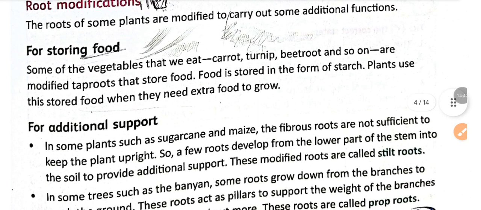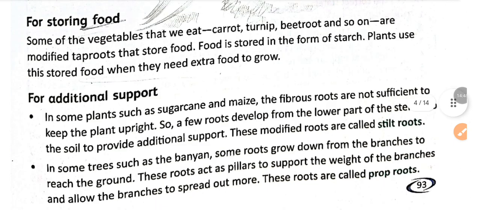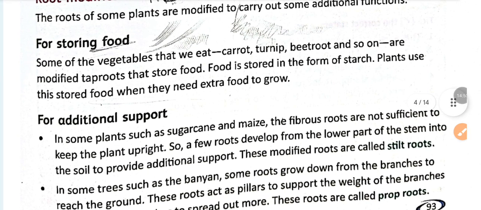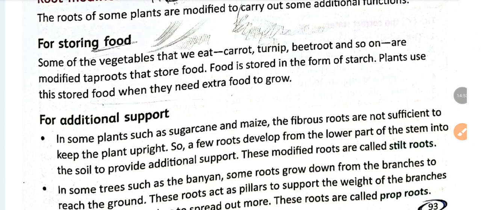So they are mostly modified for storing food and additional support. And here you can see some of the vegetables that we eat, like carrot, turnip, and beetroot, which are modified tap roots. If I tell you that you are eating a root instead of a carrot, will you believe that? No, it's not a vegetable or a fruit, it's actually a root.